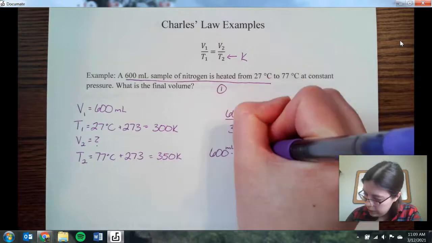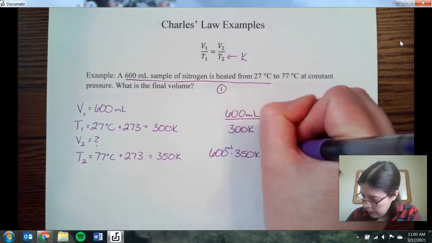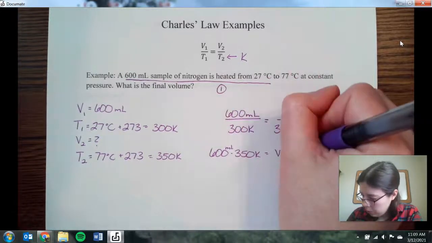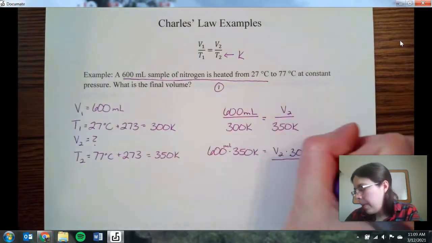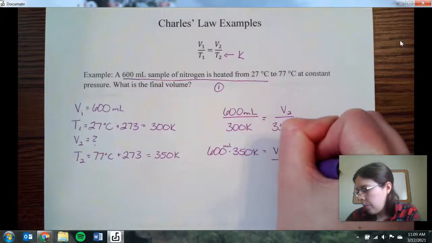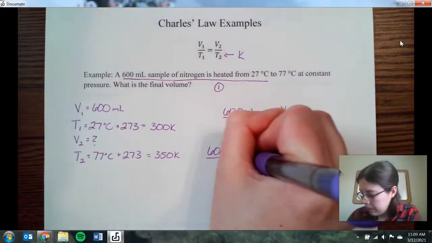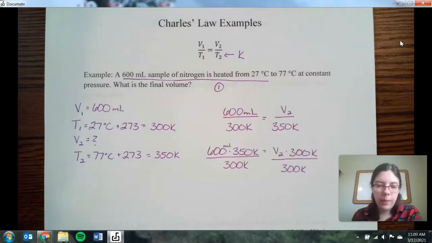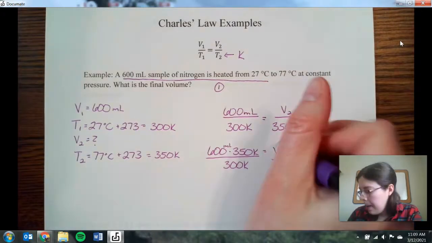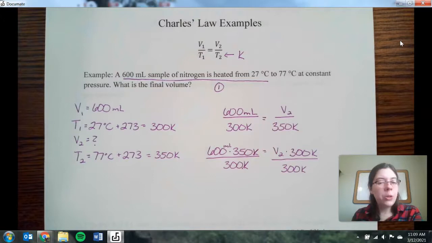So don't forget your units. So we're going to have V2 times 300 Kelvin. To get the V2 by itself, we're going to divide both sides by 300 Kelvin. Okay, so if I look here, my kelvins are going to cancel out with each other, so I'm going to be left with units of milliliters.